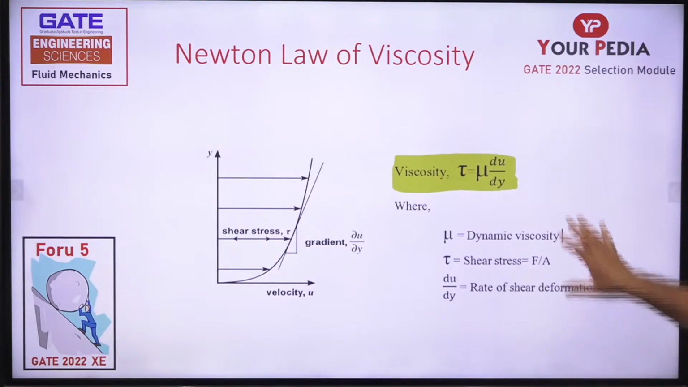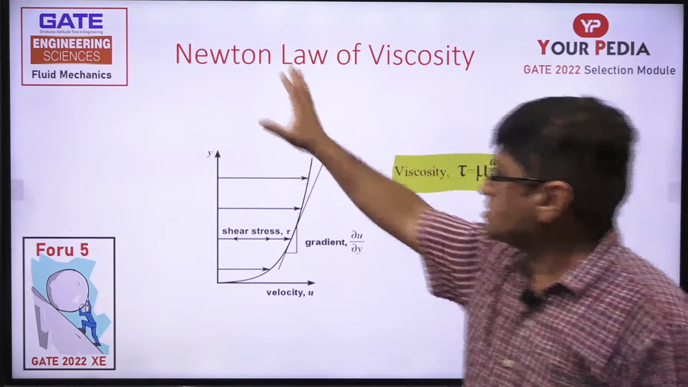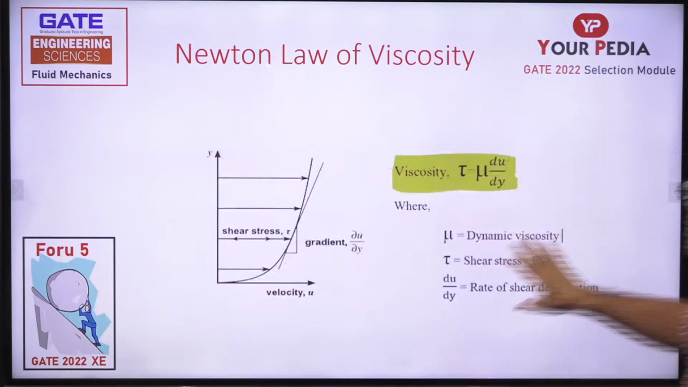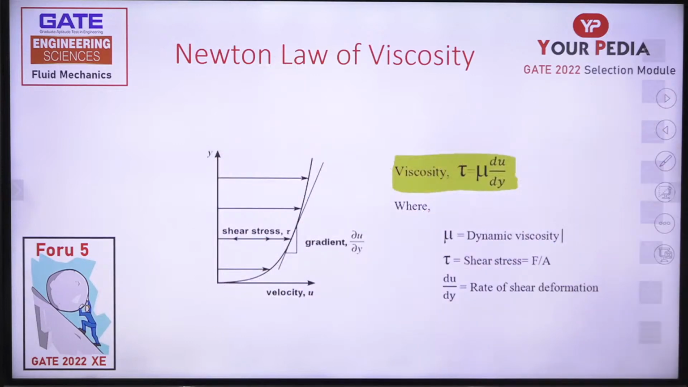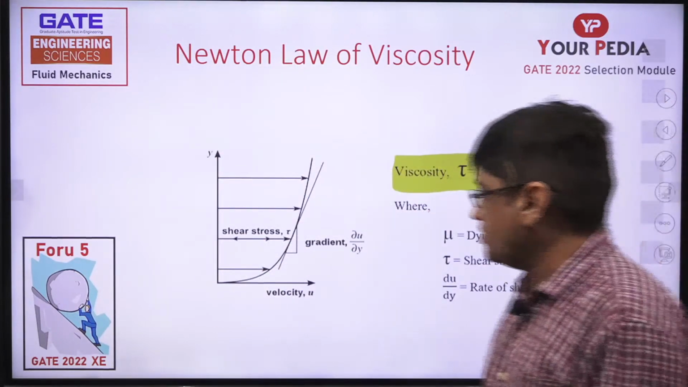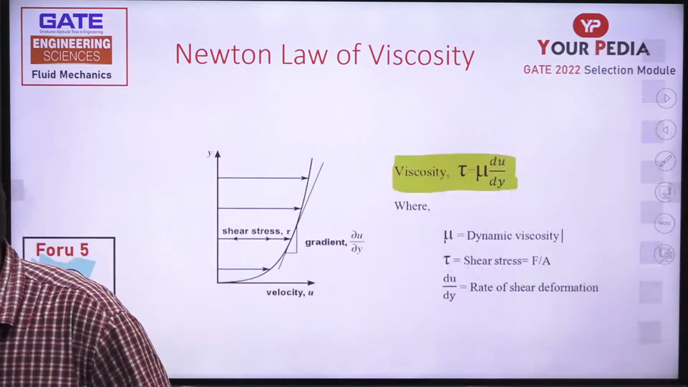This dynamic viscosity is found as the slope of the shear stress versus rate of shear strain diagram, which we plotted in the last class. We discussed that in the last class.